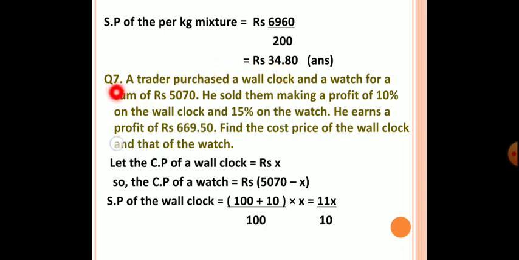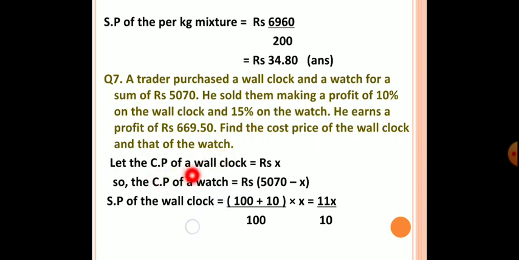Now question number 7. A trader purchased a wall clock and a watch for a sum of rupees 5070. He sold them, making a profit of 10% on the wall clock and 15% on the watch. He earns a profit of rupees 669.50. Find the cost price of the wall clock and that of the watch.